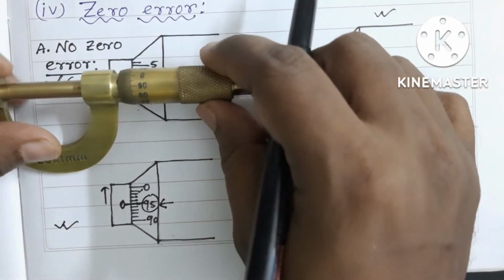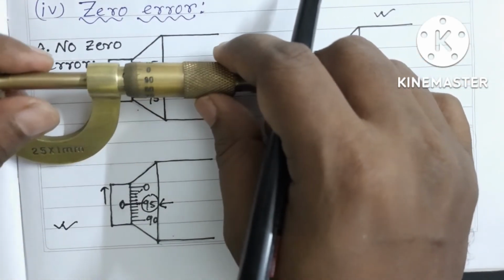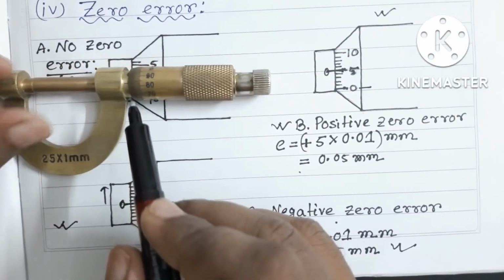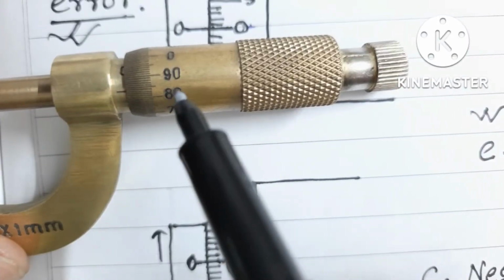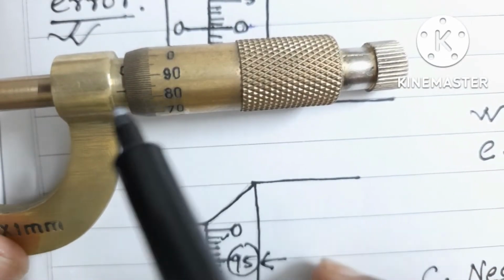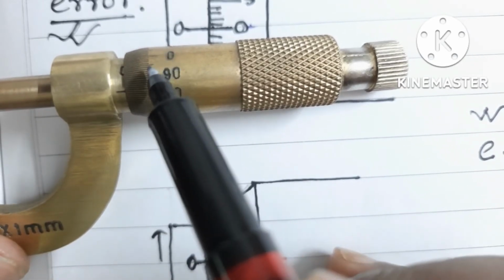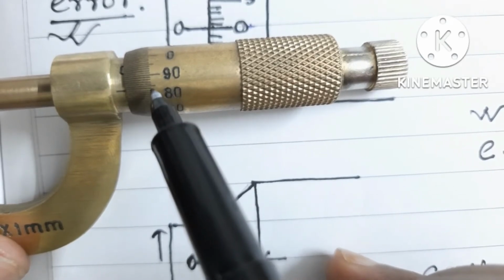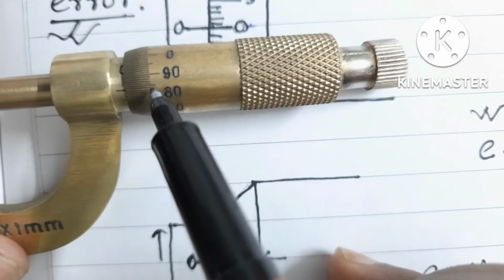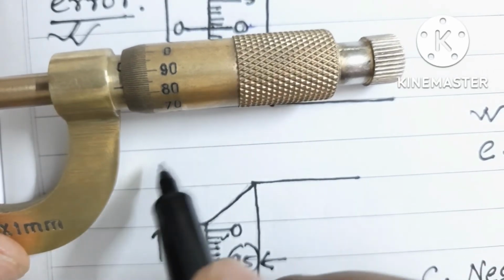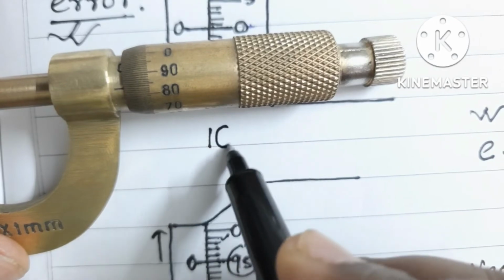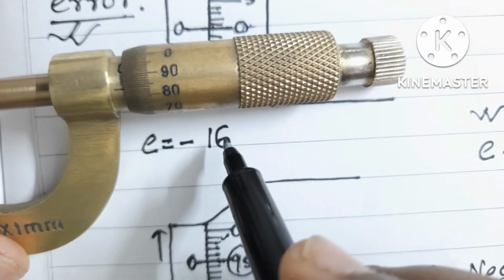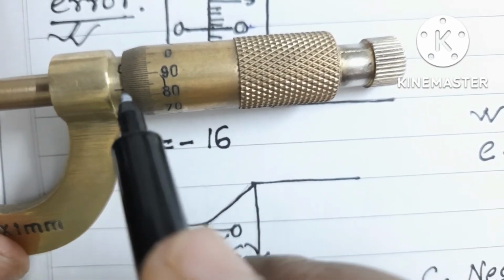But in our real instrument, if we observe carefully, we can find out. So let's take a close look. There is clearly a negative error. And what is the error for that case? From 0 count, this is 5, this is 10 and this is 15 and this is 16. So in this instrument you can find out the error is 16. So we can write the error, which is a negative error: 16 divisions of the circular scale coincide with the reference line.